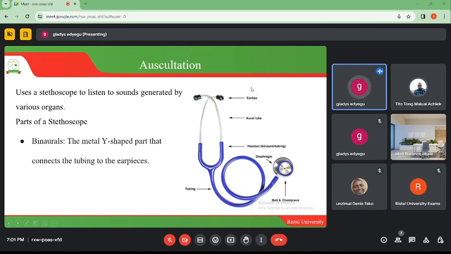Are you seeing the cursor around? Yeah, yes, I'm seeing.